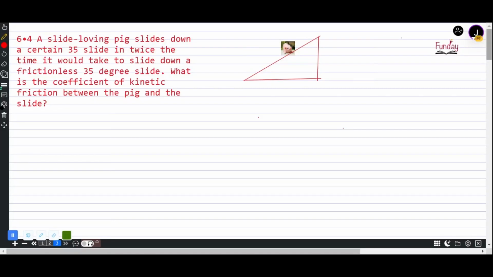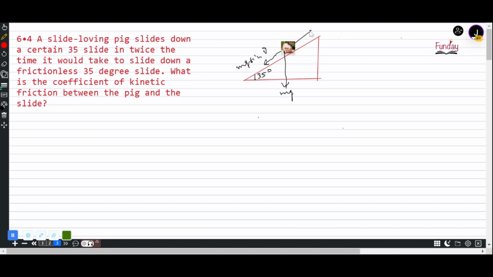Hi, this is a very interesting question. It says that a slide-loving pig slides down a certain 35-degree slide in twice the time it would take to slide down a frictionless 35-degree slide. So we have two scenarios where the slide is the same and the pig is the same, but one has friction and the other is frictionless. What is the coefficient of kinetic friction between the pig and the slide?